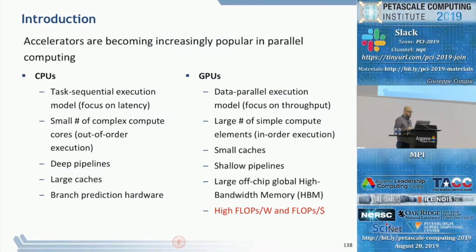GPUs, on the other hand, have a very large number of simple compute elements that perform the same operation in parallel concurrently. They have smaller caches, shallow pipelines, and very high bandwidth memory off chip. So ultimately, accelerators, more specifically GPUs, are very power efficient. They deliver higher flops per watt, and they also have higher flops per dollar. So people are really gaining interest in this type of device.